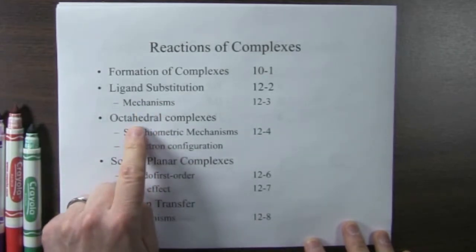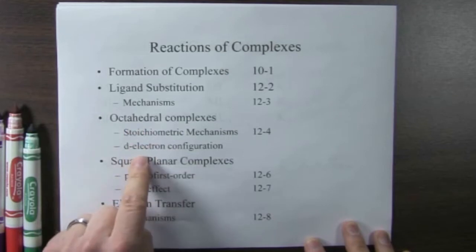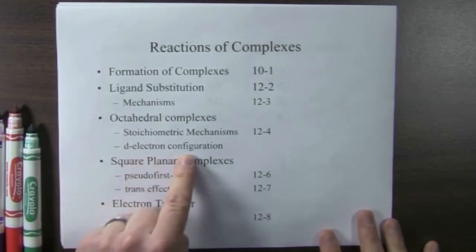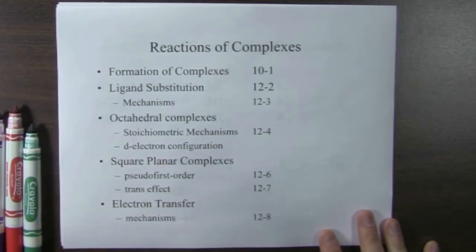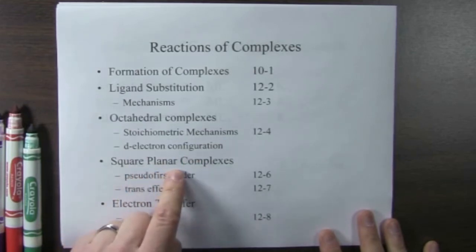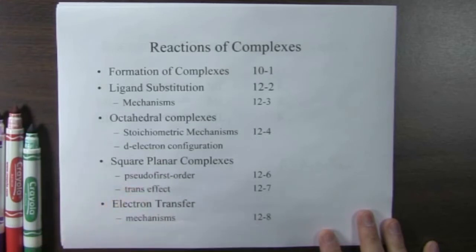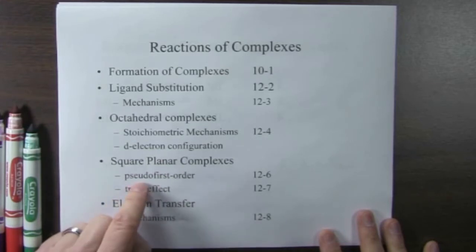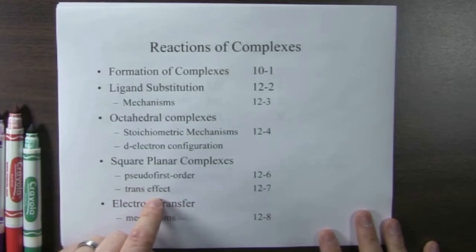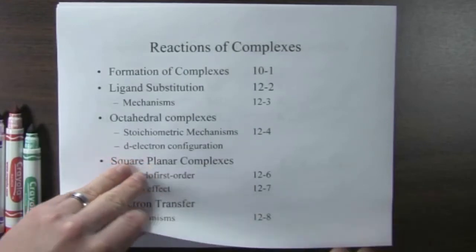We'll look first at octahedral complexes and how the d-electron configuration of the complex can affect the mechanism. And then we'll also look at square planar complexes and their pseudo-first order kinetics and also the trans effect. And in the final part of this series of lectures we'll look at electron transfer reactions of coordination complexes.